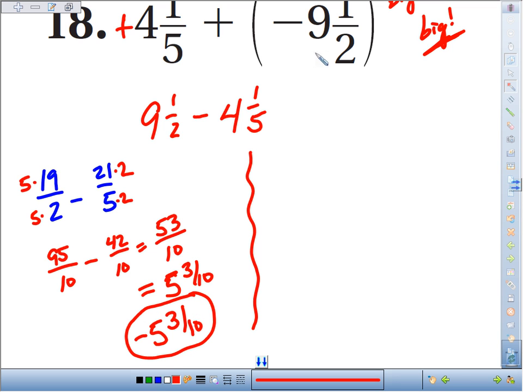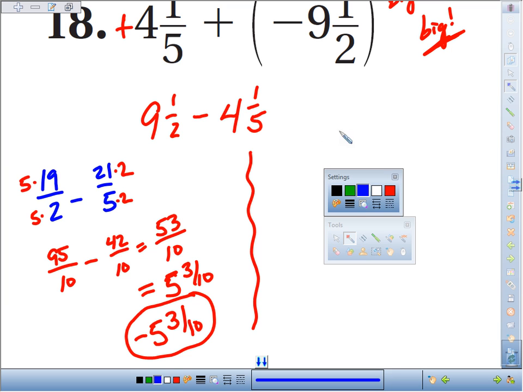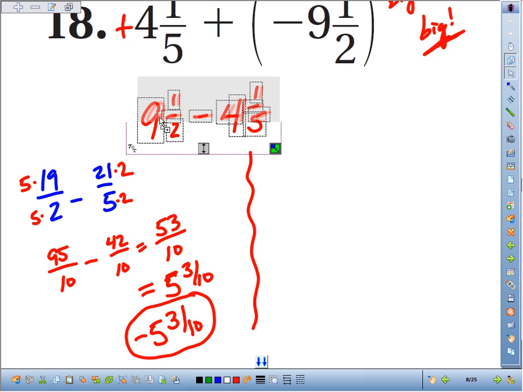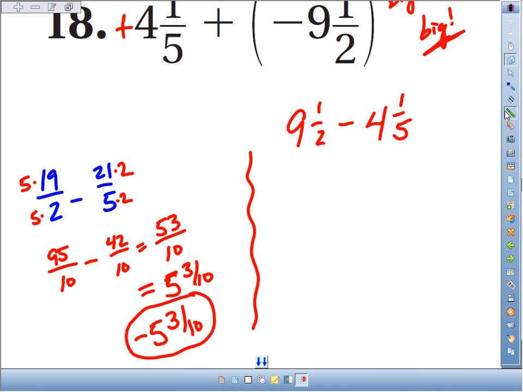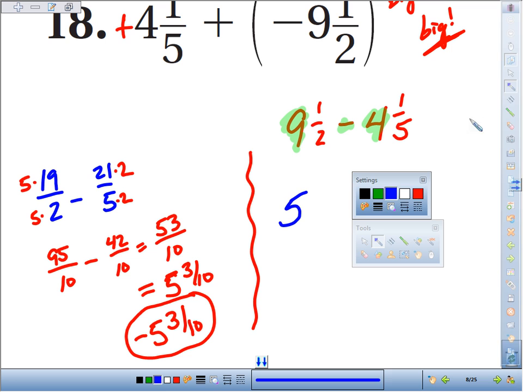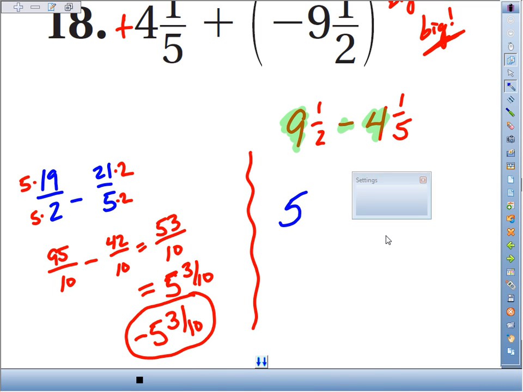Another way to work it is to deal with our wholes and our fractional parts. So if we look at our wholes first, let me just take this and slide it over. Okay, let's just focus on the wholes. 9 minus 4. And we know that's 5. Now let's look at our fractional pieces. Again, if we're going to focus on our fractions, let me get my highlighter out here. If we take 1/2 and we subtract 1/5, we need a common denominator.